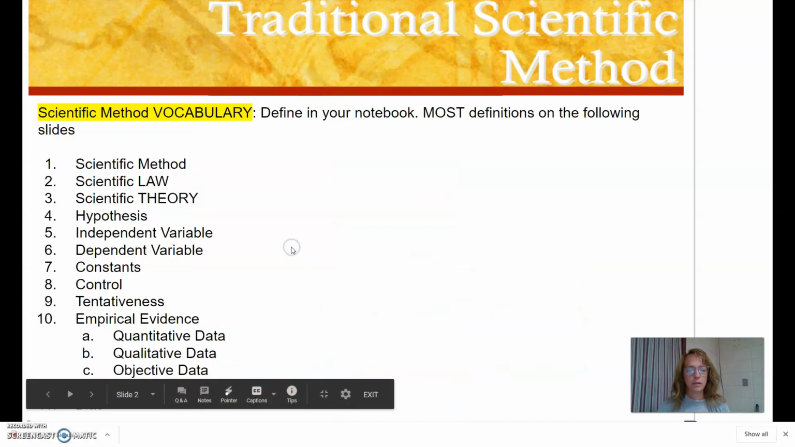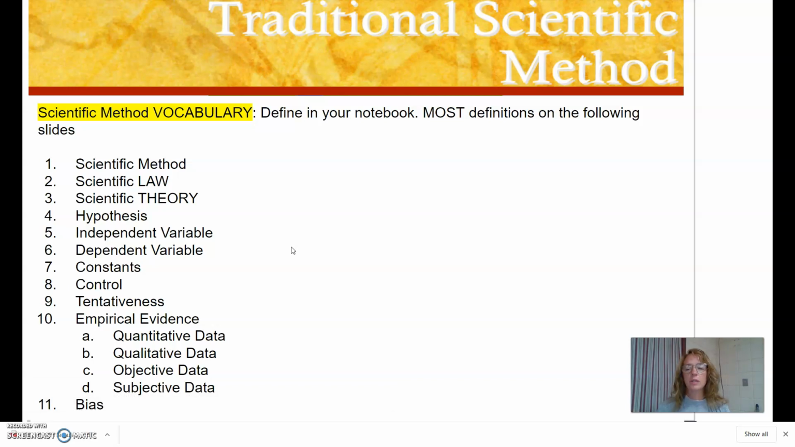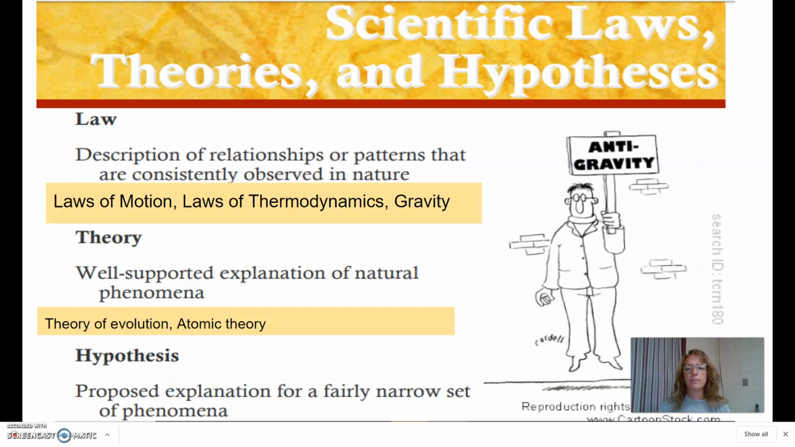Here's a list of vocabulary. As you go through the slides, you should be able to define these. Pause right now, write these things down. You need to know and understand and be able to identify everything on this page. So this is an outline of your goals for this PowerPoint.